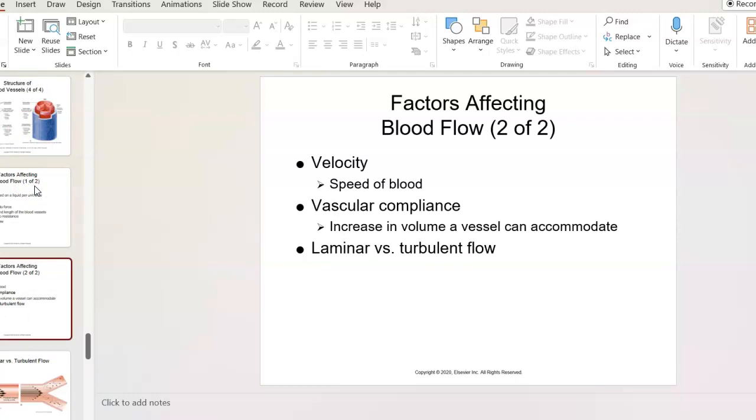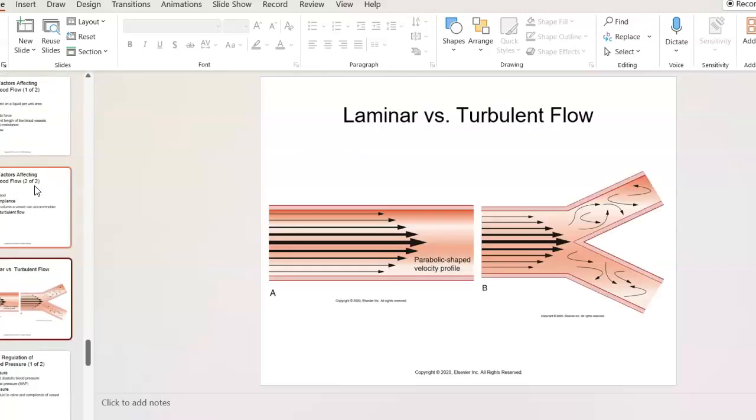So velocity, all these affect blood flow, vascular compliance. I think we've talked about that. This is an interesting topic. Laminar versus turbulent flow. I have a great story about this.